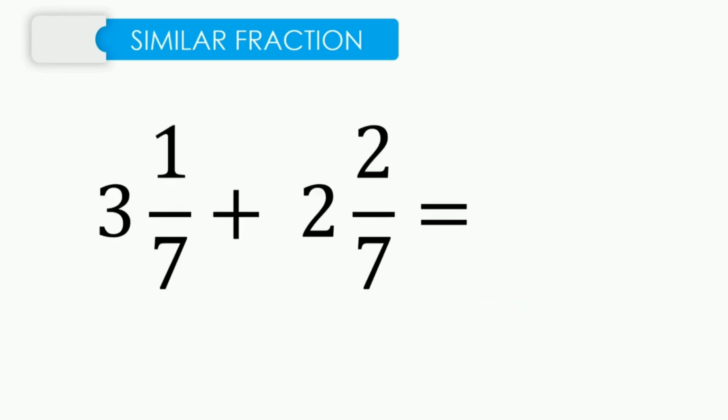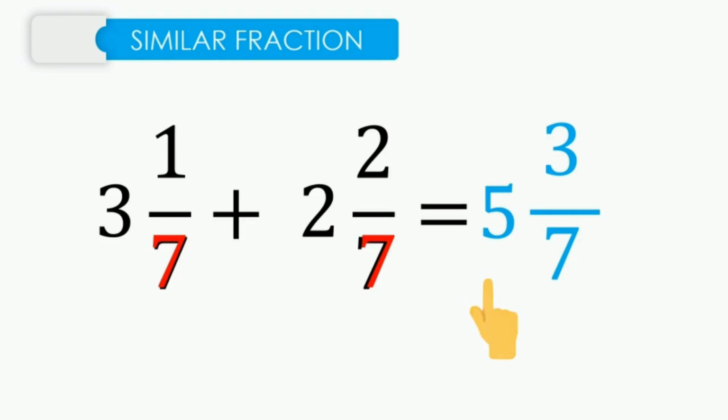Here we have to add two mixed fractions which are similar. The process in adding mixed fractions is the same. But before adding the fraction part, we must first add the whole numbers. We have 3 plus 2 and the answer is 5. Now that we're done with the whole numbers, we can then proceed to fractions. So again, add the numerators. We have 1 plus 2 and the answer to that is 3. Next, we have to copy the denominator, which is 7. Next is we combine the whole number and the fractional part. So the final answer would be 5 and 3 over 7.